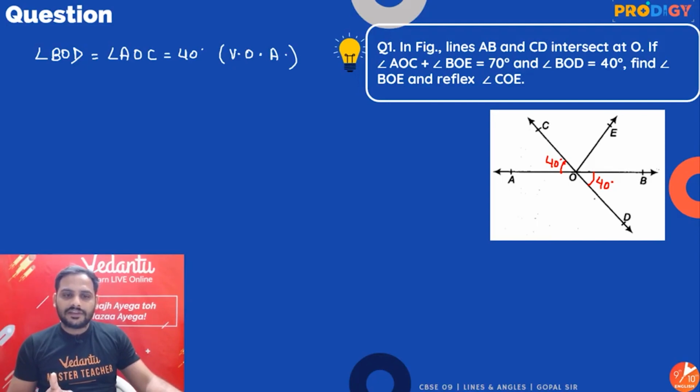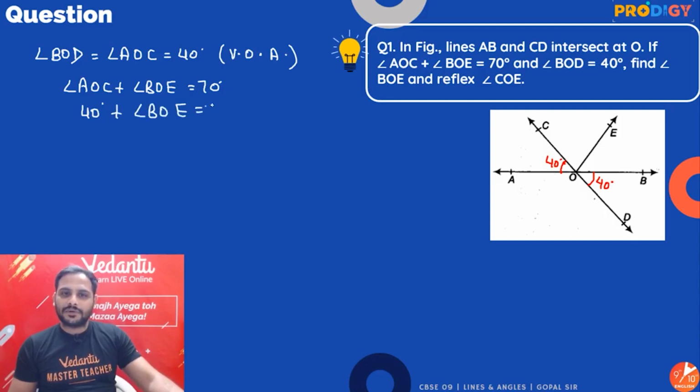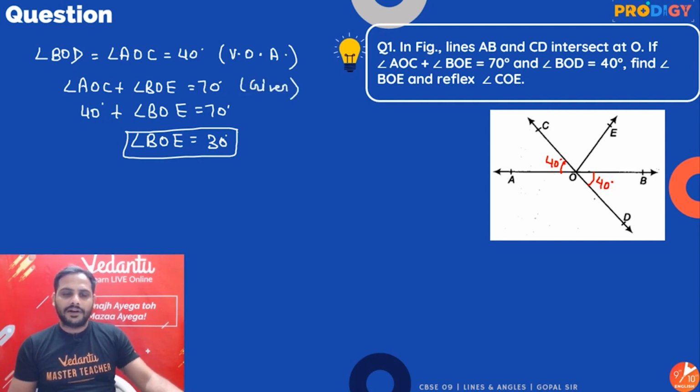Second thing is given to us, that angle AOC plus angle BOE is equal to 70 degree. So angle AOC is 40 plus angle BOE is equal to 70 degree. So from here I can say angle BOE is equal to 70 minus 40, 30 degree. It is given. All right. So now I have got one more thing, that is angle BOE is equal to 30 degree.